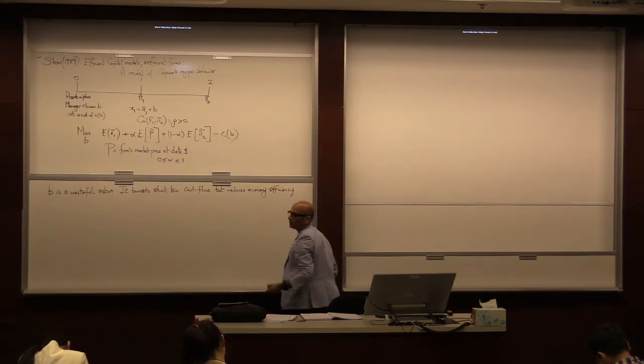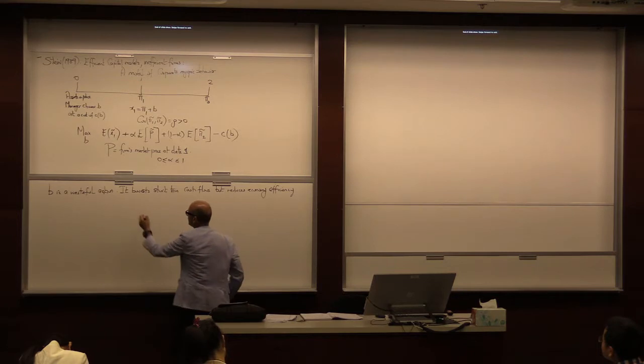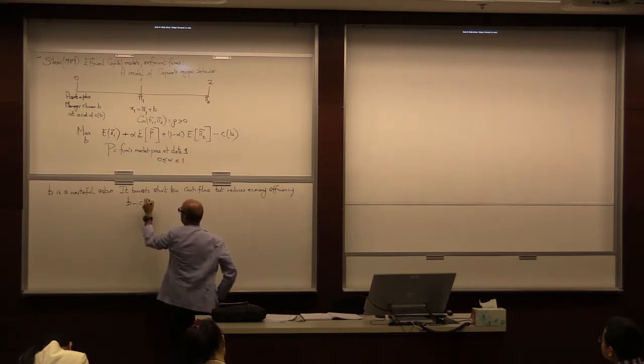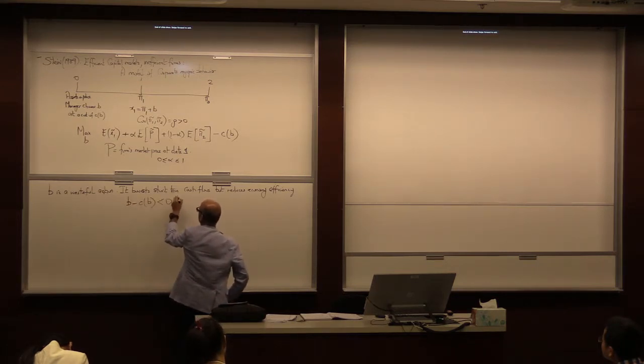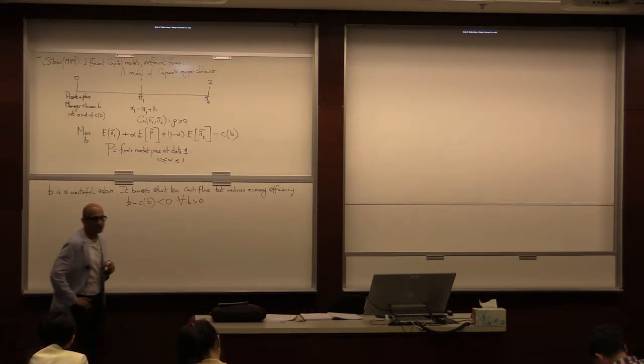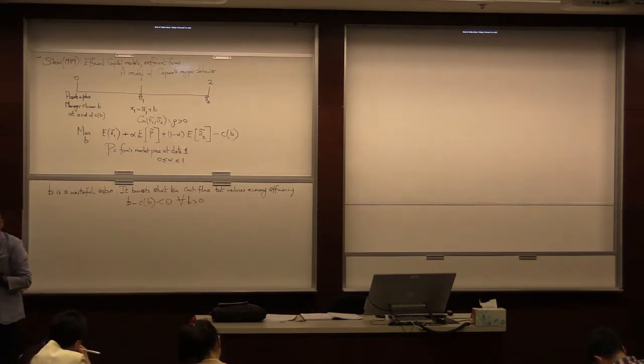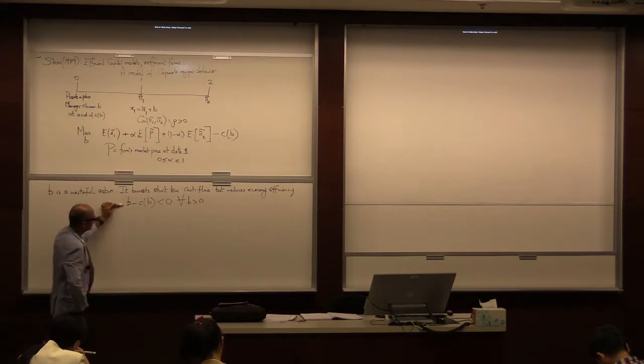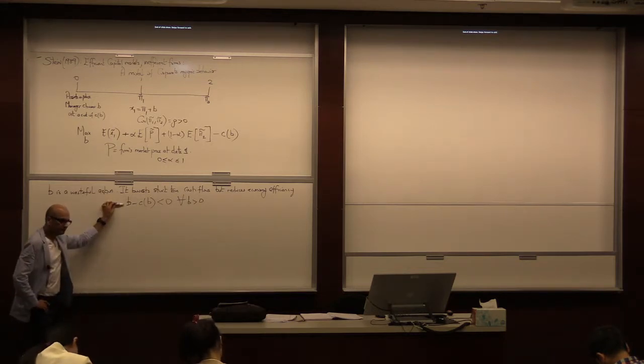It's a negative NPV project, think of it that way. In other words, he assumes that B minus C of B is strictly less than 0 for all B greater than 0. It's a wasteful action. It's negative NPV. Any B that you choose is going to reduce the net present value of the firm. So you should never undertake B.